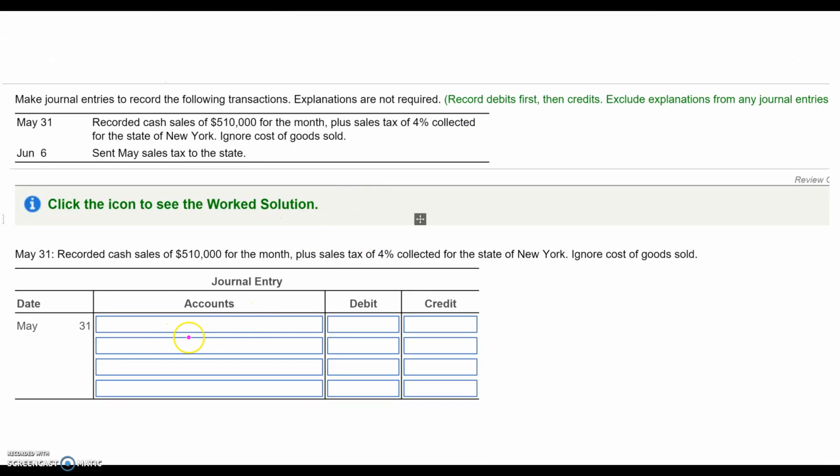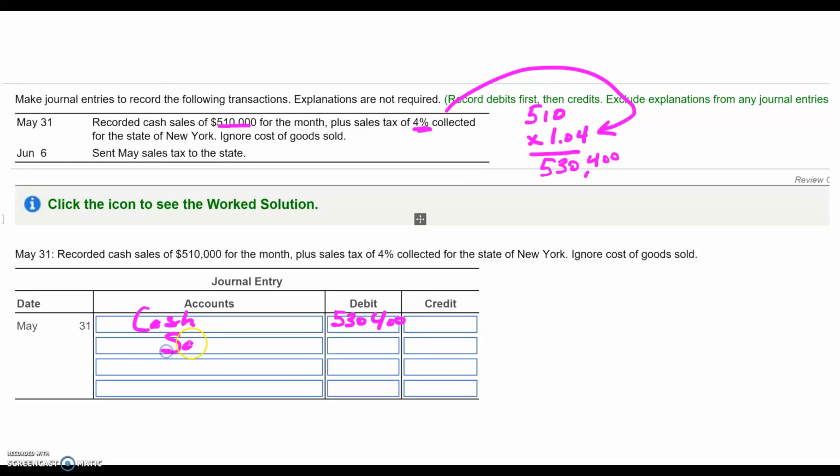Okay, here's a continuation of this. So if we recorded sales of 510 and our sales tax is 4%, our total liability is 510 times 1.04. It's our 1.04, which is the sales tax rate of 4%. So that means our total cash collected, 530,400.